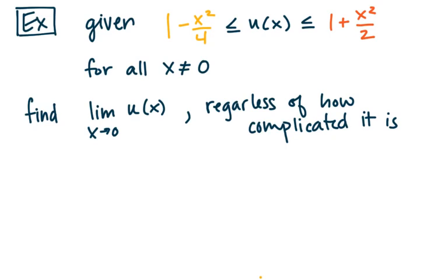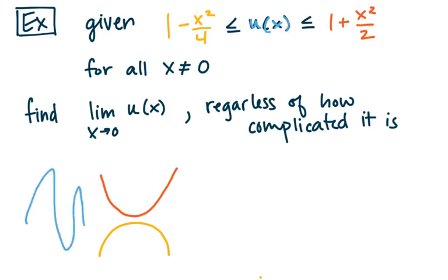For this example, we are given 1 minus x squared divided by 4, that is my lower function, and 1 plus x squared over 2, my upper function. And u of x, I know that no matter where I am on this function, u of x is always going to be between those, right? So I have a parabola opening down for 1 minus x squared over 4, and I have a parabola opening up for 1 plus x squared over 2. And we know that u of x is in between them.